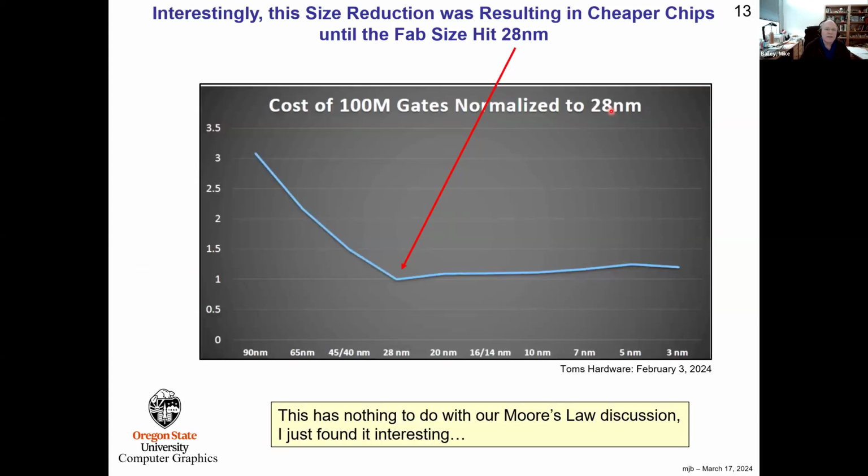Okay, this was an interesting fun fact. This has nothing to do with our Moore's Law discussion, but interestingly enough, as the fab size was coming down, the chips were getting cheaper to produce right up until 28 nanometers. I don't know if there's some physics there, but at 28 nanometers, it kind of leveled out. So the cost to make a chip is pretty constant now, but it was dropping for a while.